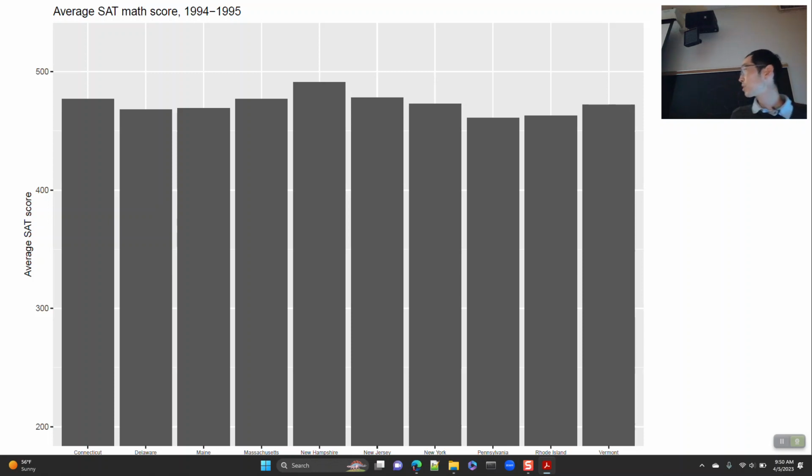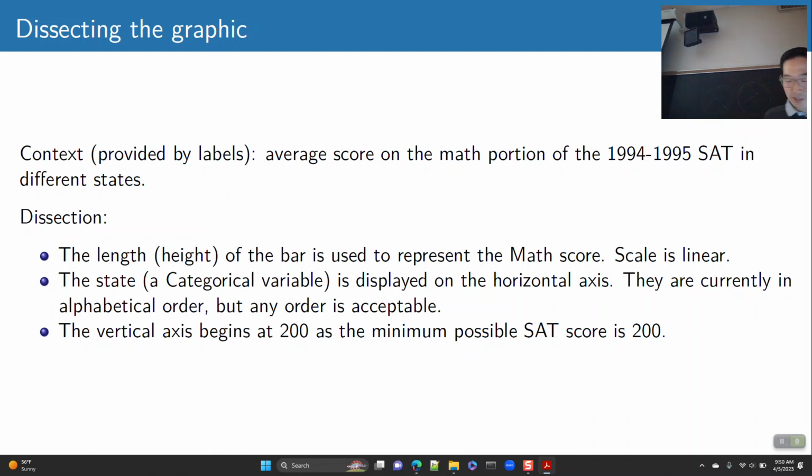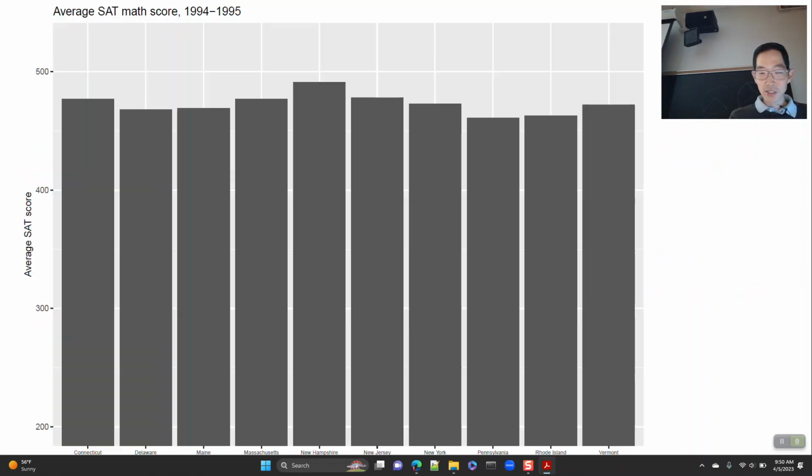What you try to think, what is this trying to tell me? I don't know if there's really anything here, okay? The order of the states is alphabetical, but why? Okay, well, anyway. There is some information that we can glean from it, okay? The height of the bar is linear, and the bottom started off at 200, 300, 400, 500. The distance from 200 to 300 is the same distance as 400 to 500. That's what a linear scale is.